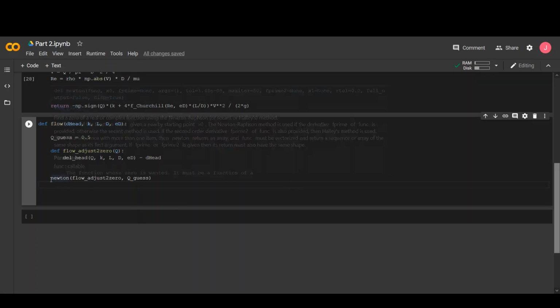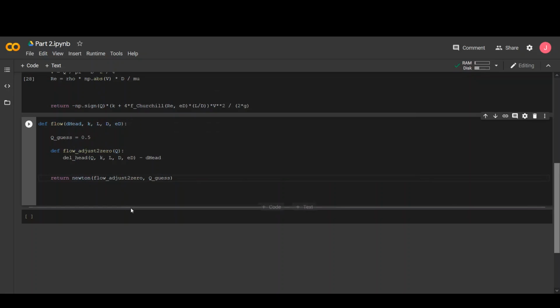So this is ultimately what we want to return, because this will give us the q guess, which really, after this Newton function iteratively goes through, when this equals 0, it's going to give us our actual q. The q guess that makes this work, right?